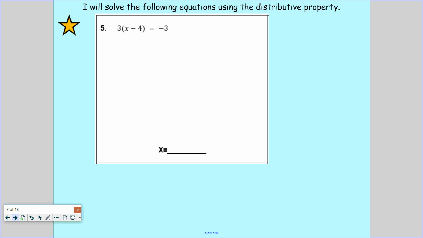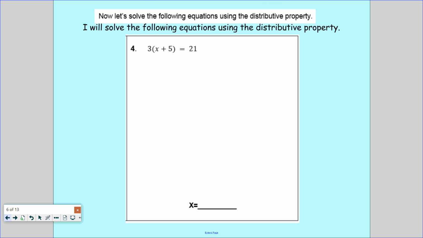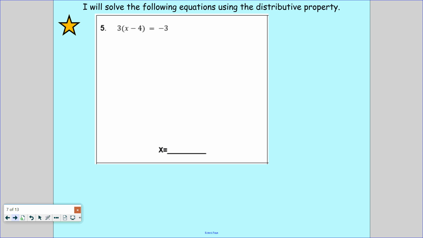Please do number 4 on your own. Number 5. Oh, here's number 4 if you'd like to see it. Let's do number 5: 3 groups of x minus 4 equals -3.